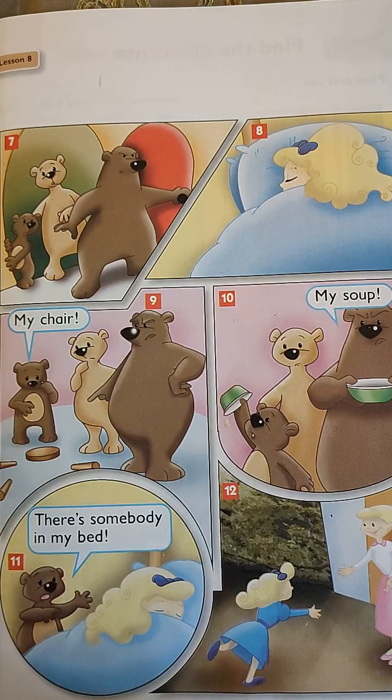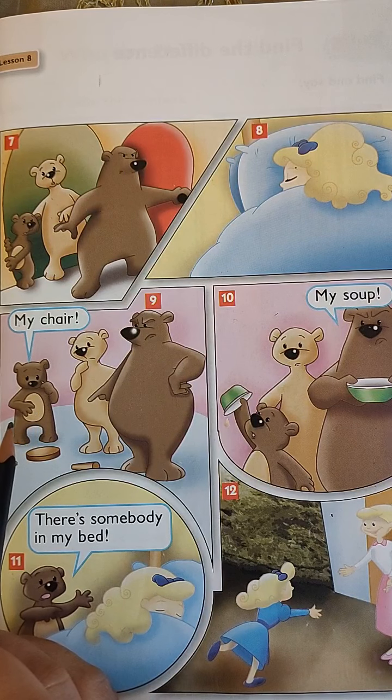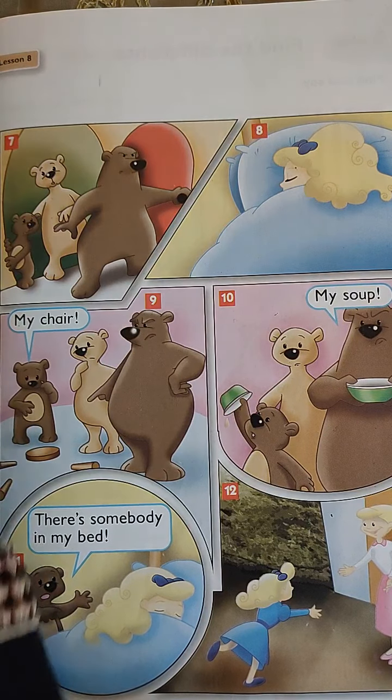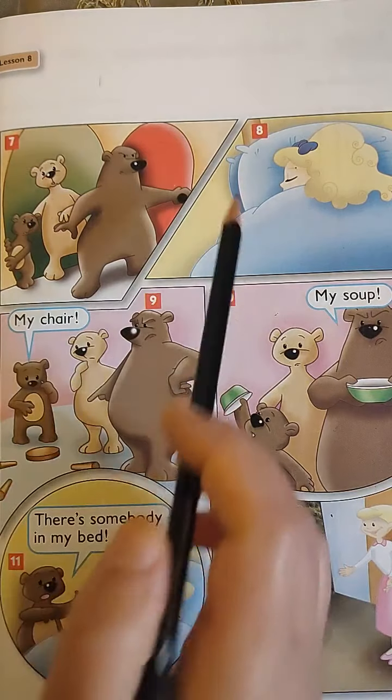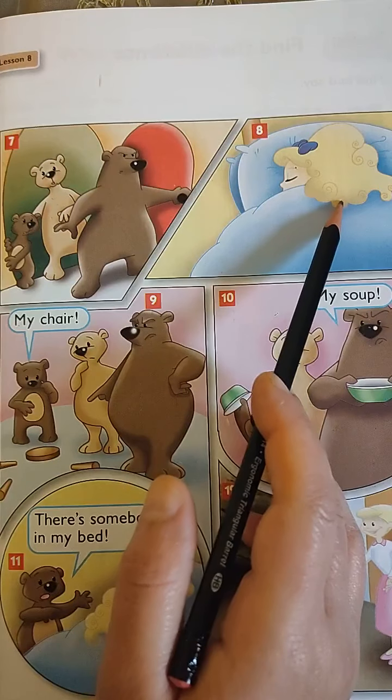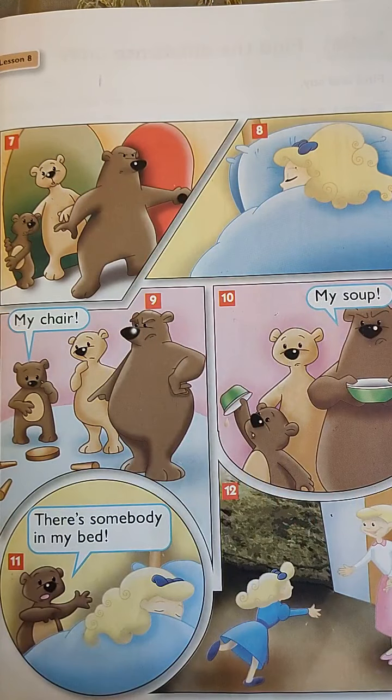Picture 8. Goldilocks is asleep in the small bed. Picture 8. Goldilocks is asleep in a small bed. هي كانت نايمة بالسرير الصغير.